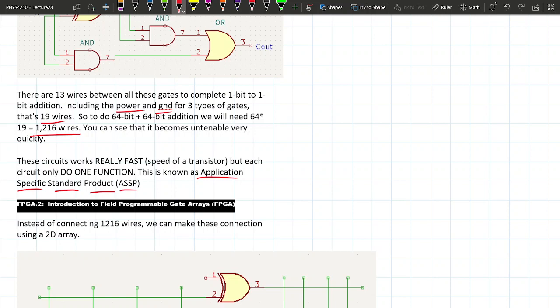For example, in high energy physics, they use that a lot for data processing, because you want something to be really fast and you know exactly what the computation has to be. It has to add two 12-bit numbers together all the time. It just does that over and over and over again. You can design just a chip for that.